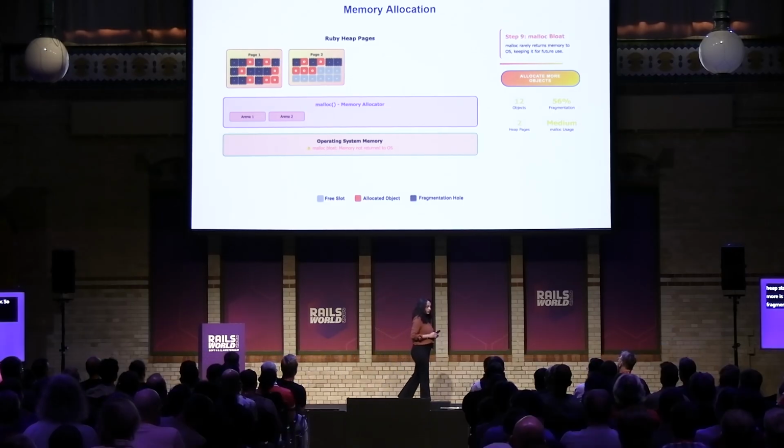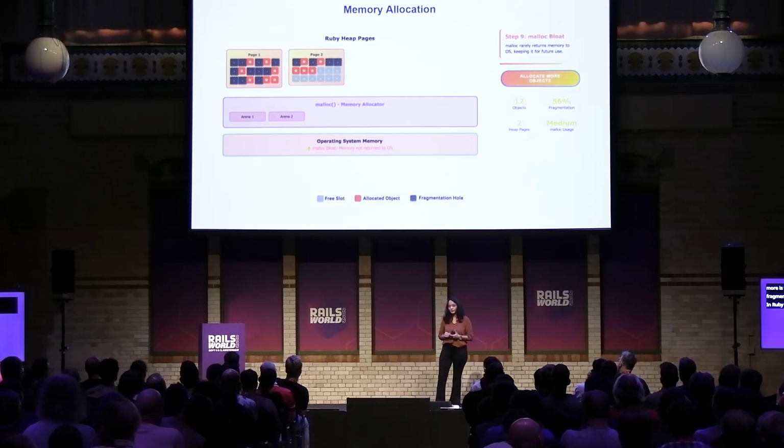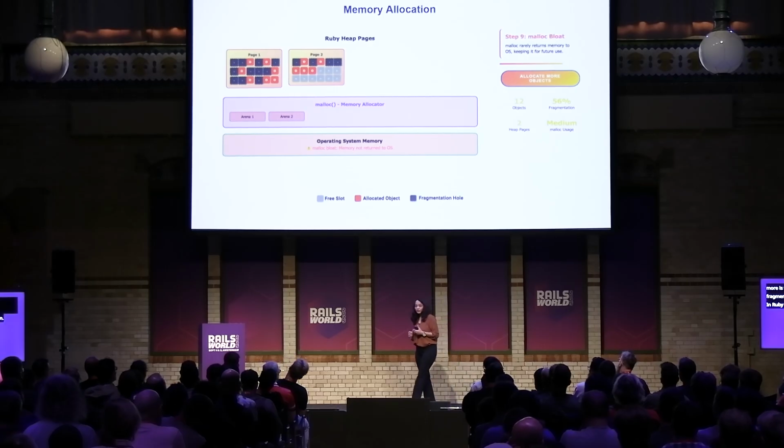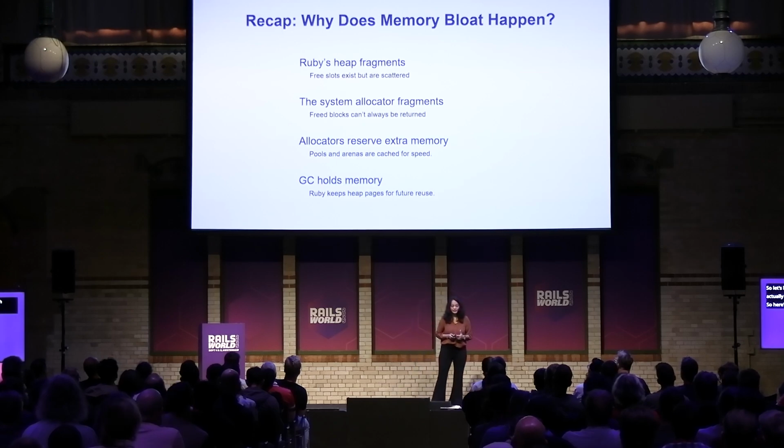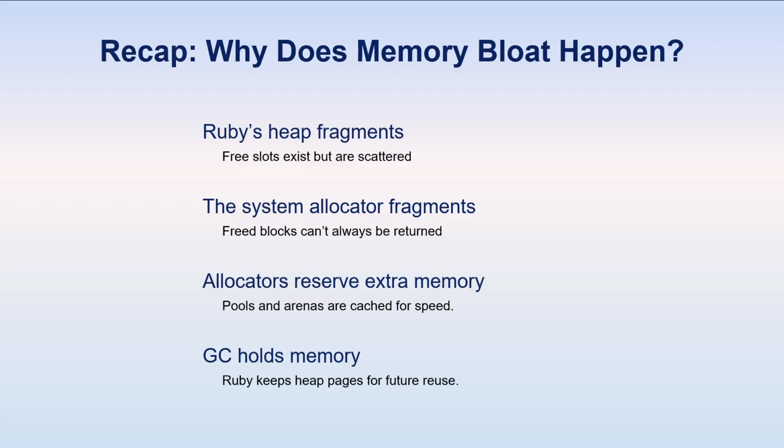In Ruby 3.2, we have variable width allocation, which manages the slots not statically, but through size pools. It is done to reduce memory bloat or fragmentation. But if your code does not support it, it is not that effective. So let's look at some examples which actually cause memory bloat. Here's a quick recap. Why does memory bloat happen? Heap fragmentation, the allocator reserving extra memory, and the GC holding the memory.